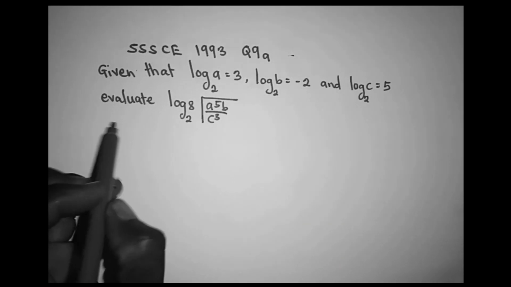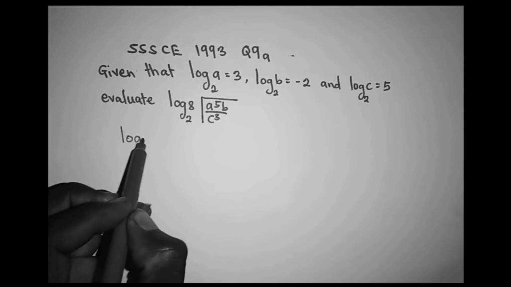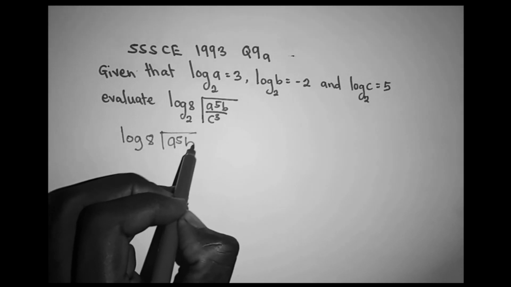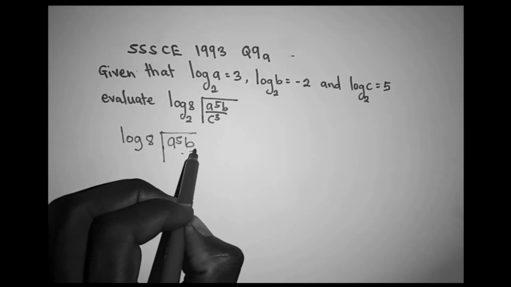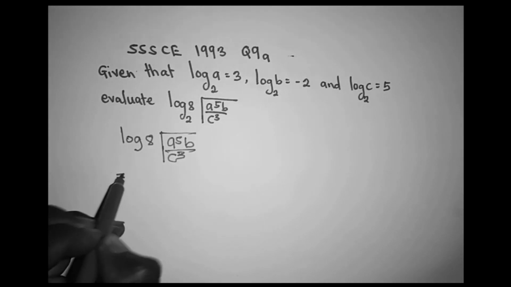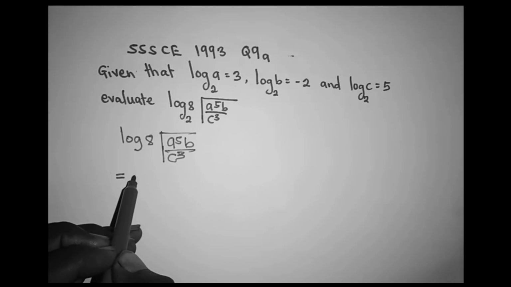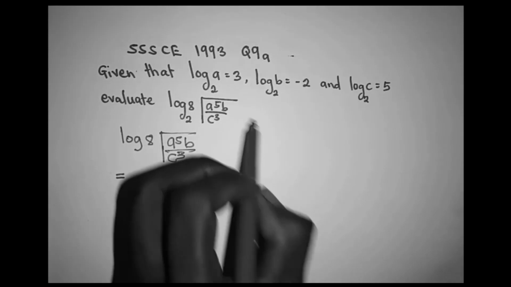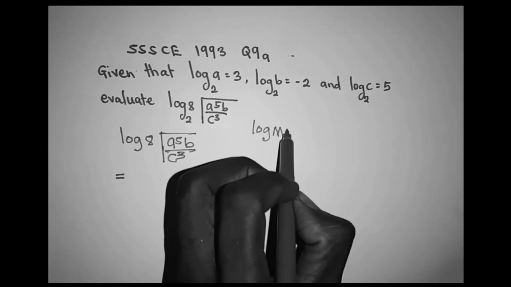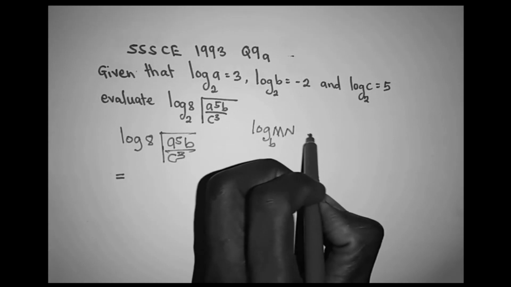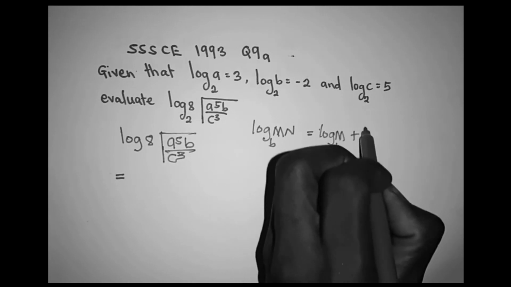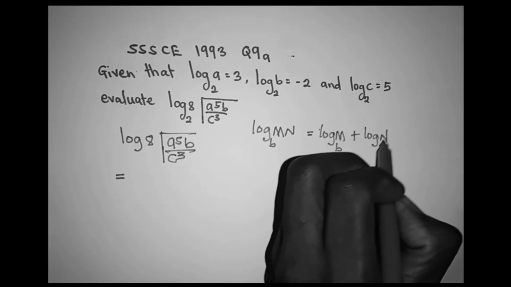So it is log of 8 times the square root of a exponent 5b, all over c cube. So this is equal to, using the product rule, which is log of m times n base b is equal to log m base b plus log n base b.